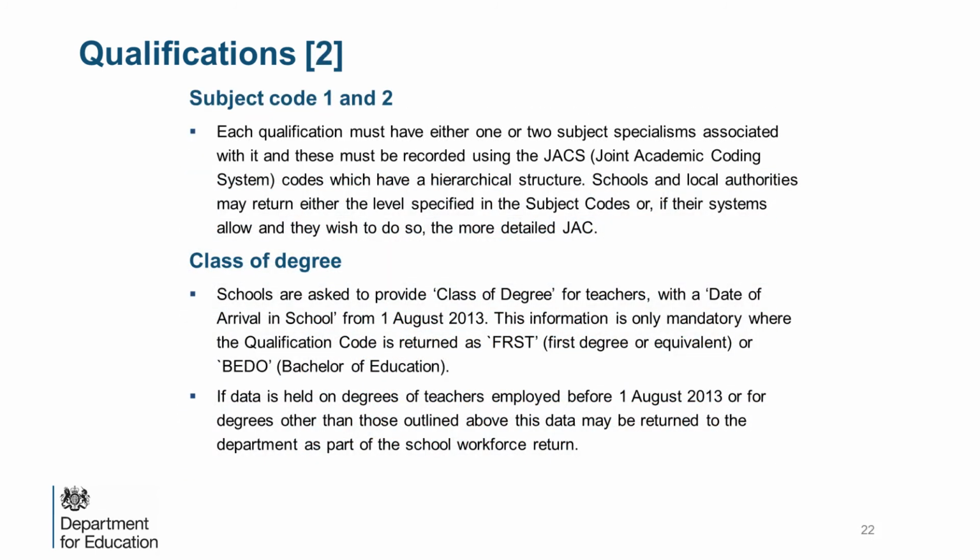Each qualification must have either one or two subject specialisms associated with it, and these must be recorded using the Joint Academic Coding System, known as JACS codes, which have a hierarchical structure. Schools and local authorities may return either the level specified in the subject codes or, if their systems allow and they wish to do so, the more detailed JACS codes.